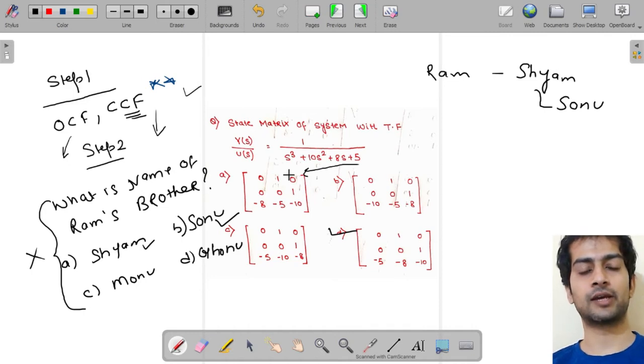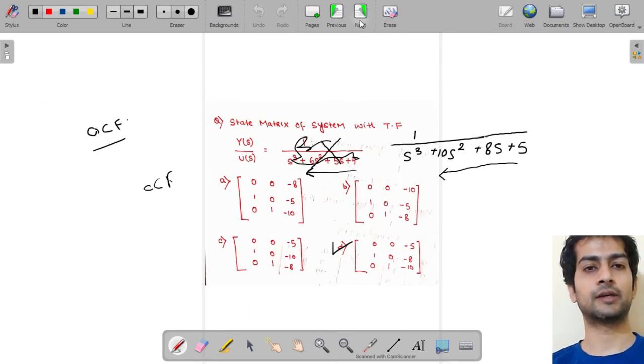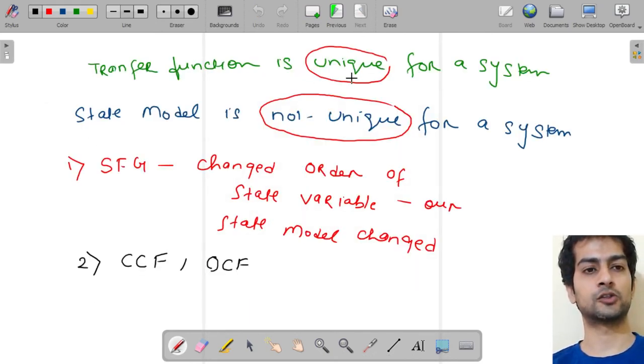And then we solved a question in which I told you to apply reverse engineering, find the answer by going through the solution. First find whether it is CCF or OCF, and once you are able to figure it out, just apply the shortcut, you will get the answer. Then I gave you a very important statement that the transfer function is unique, the state model is not unique, because by varying the state variable we get different state models. So I hope it is clear to you.